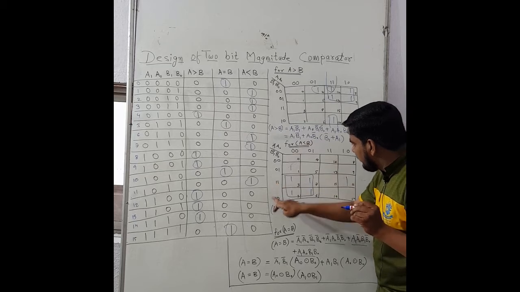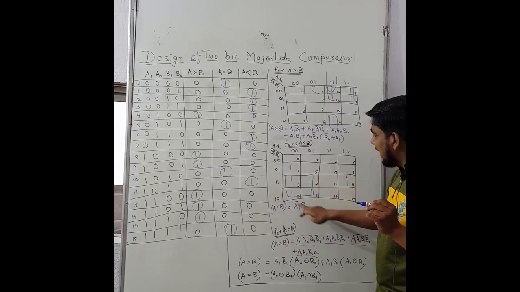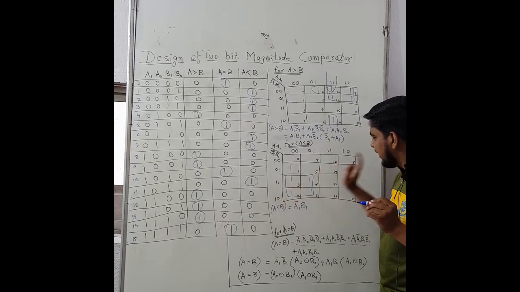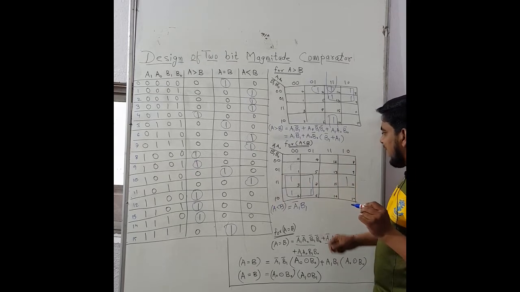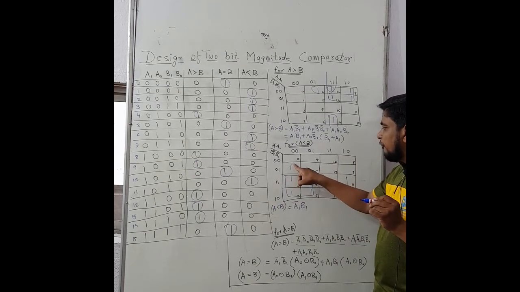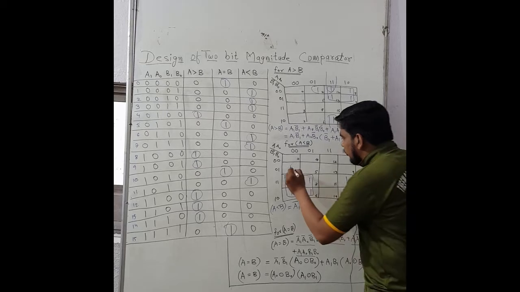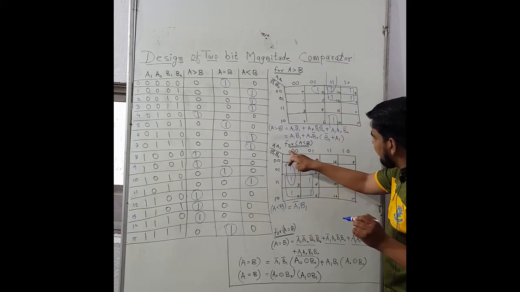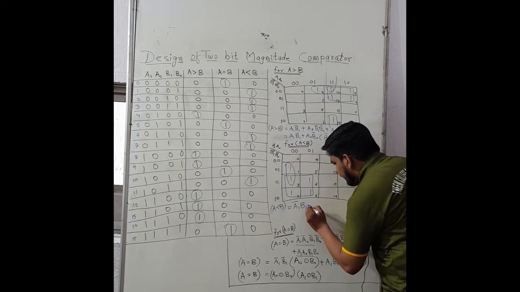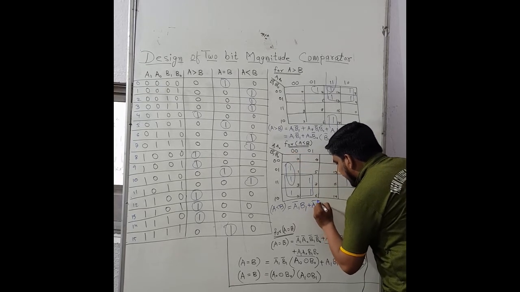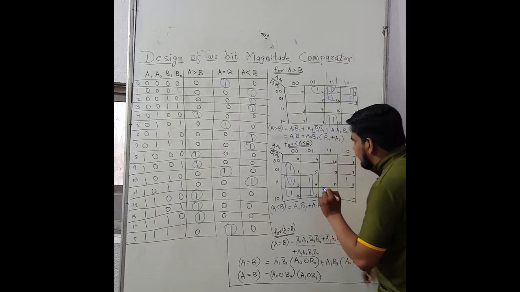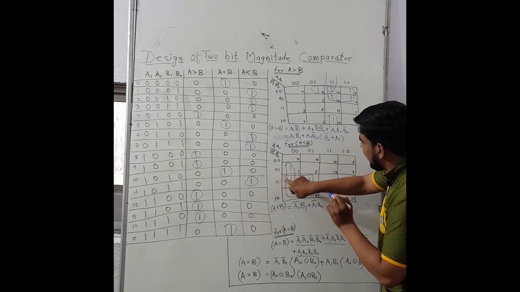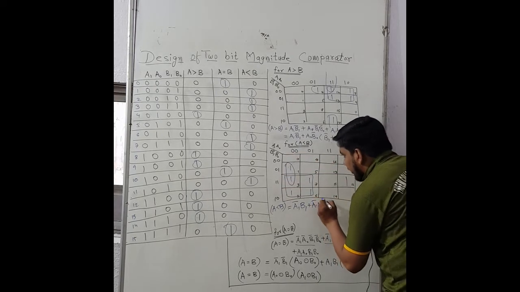From this side we are having B1. B1 as it is. B1 bar and B1 will get cancelled. Now the next min term is this. Instead of making a single cell, we can make a group of two cells. For this, the output expression is A1 bar, A0 bar from this side, and from this side we are having B0 bar, sorry, B0.